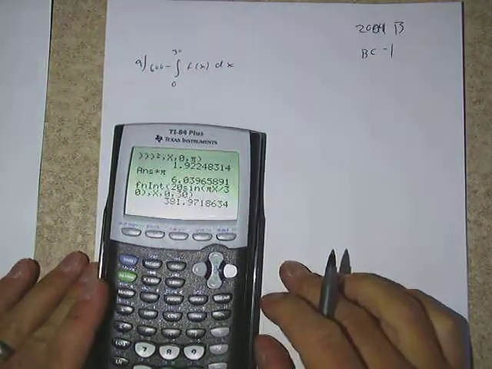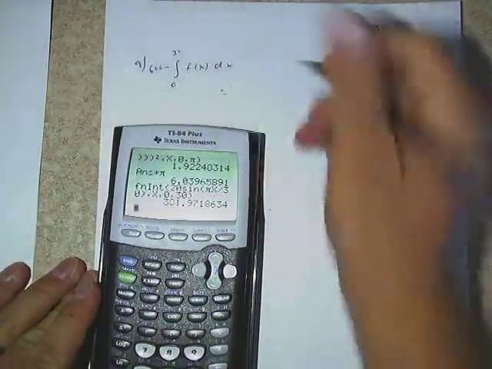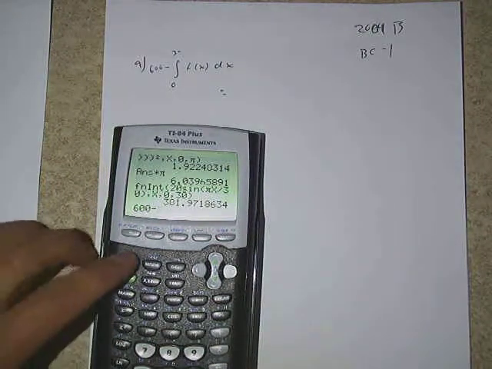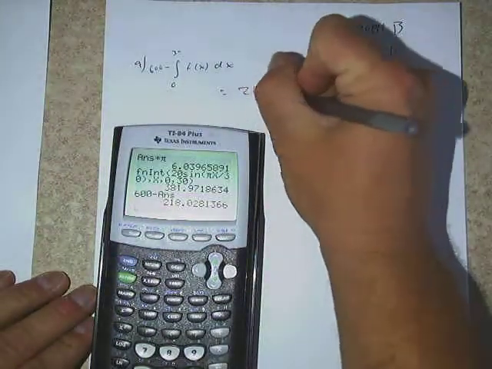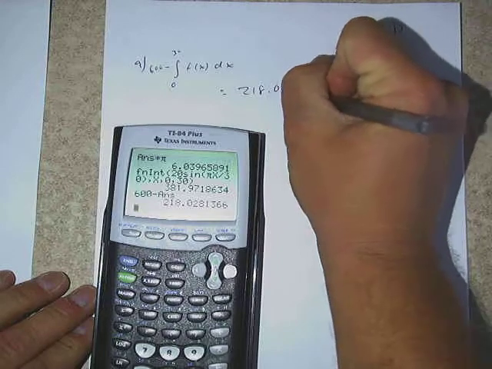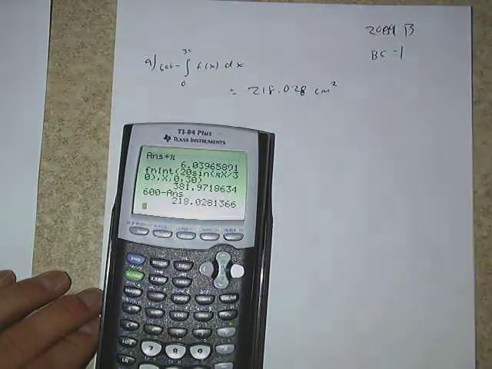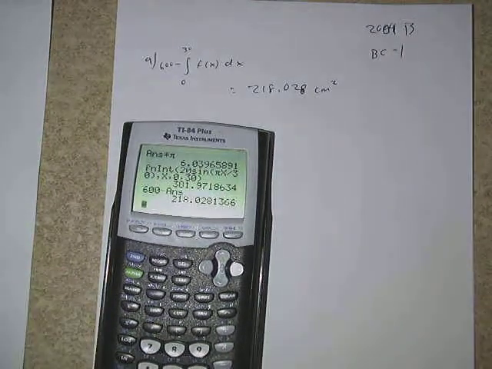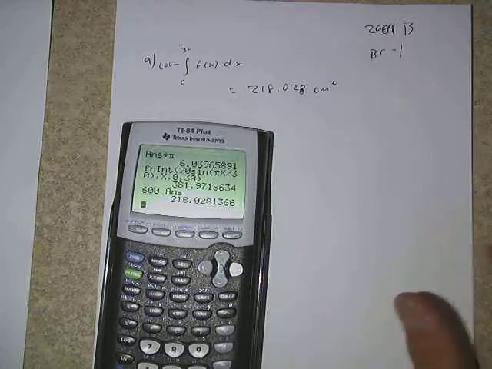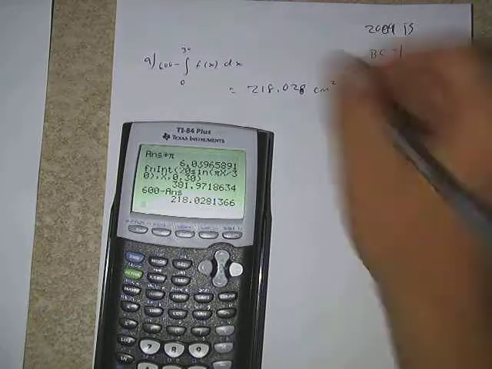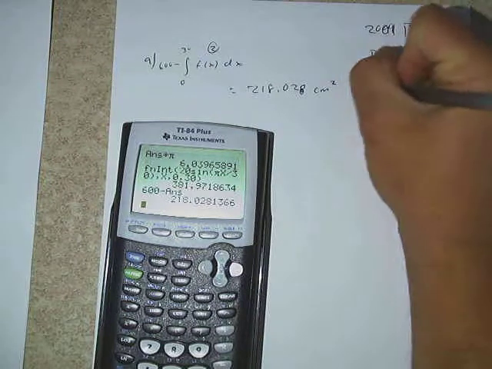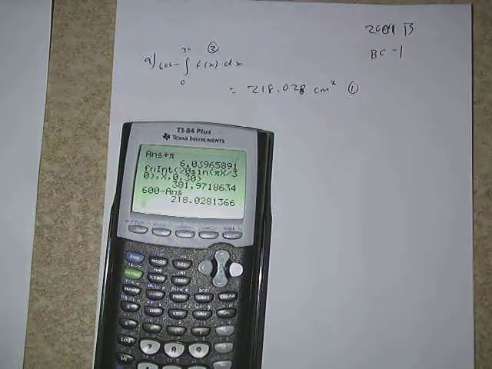And then we're going to go with 600 minus that, because 600 is the area of the cardboard rectangle. So the final answer is 600 minus that, which should have been 218.028. And it would be centimeters squared. The lengths are in centimeters, so the area is going to be centimeters squared. All right, if you had the integral correct, 2 points. Answer, 1 point. 3 points total. Generous.